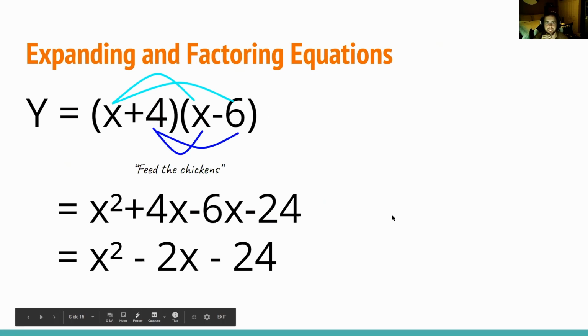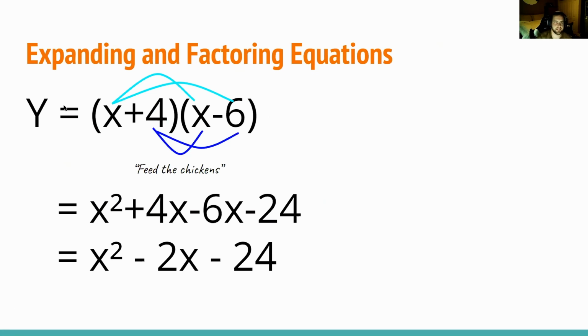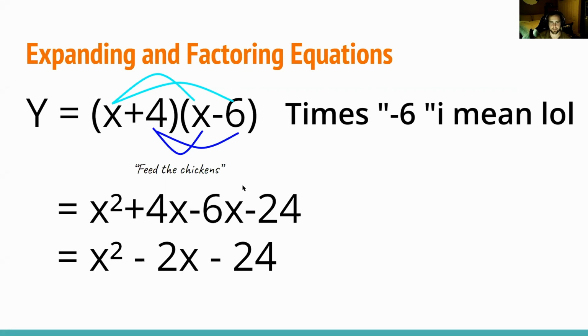Okay, so expanding and factoring equations. We have y is equal to (x plus 4)(x minus 6). My teacher in high school taught this as "feed the chickens". You would do the first term and multiply that first term by each of the other bracket's terms. So x times x is x squared. X times negative 6 would be negative 6x here.